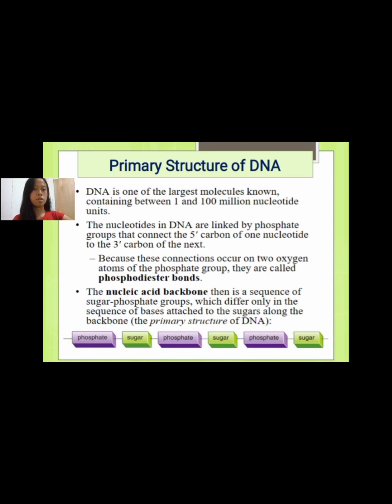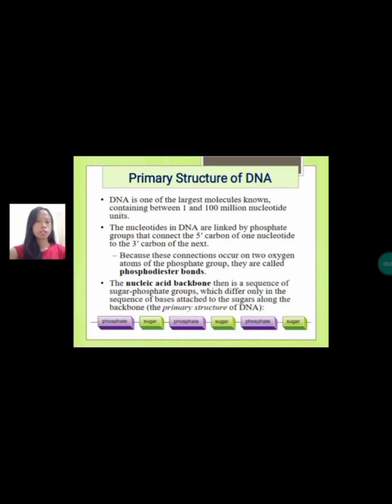DNA is responsible for storing and transmitting genetic information from one generation to the next through the process of replication and cell division. The nucleotides in DNA are linked by phosphate groups that connect the 5 carbon of one nucleotide to the 3 carbon of the next. Because these connections occur on two oxygen atoms of the phosphate group, they are called phosphodiester bonds.